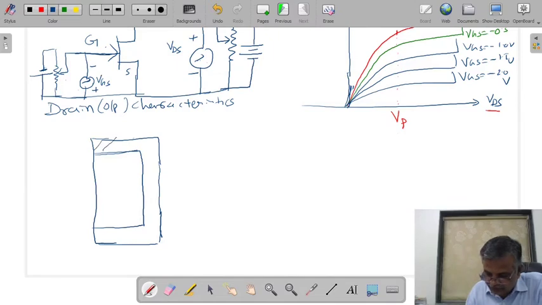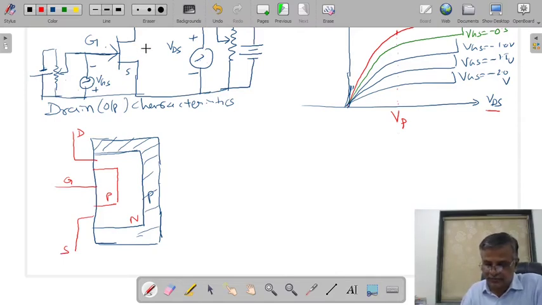This is your bulk, or it is called substrate, and we have written P. I am discussing for n channel. Okay. Now, here is your cap. This is your channel, n channel. This is called gate, P type material. This is a gate. This is a drain, and this is the source.